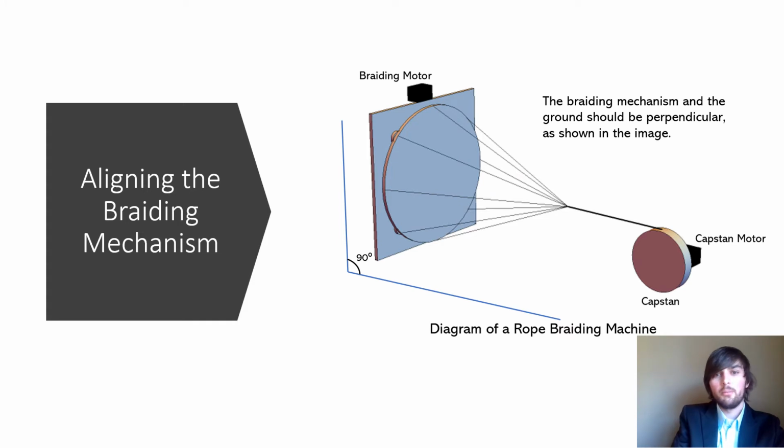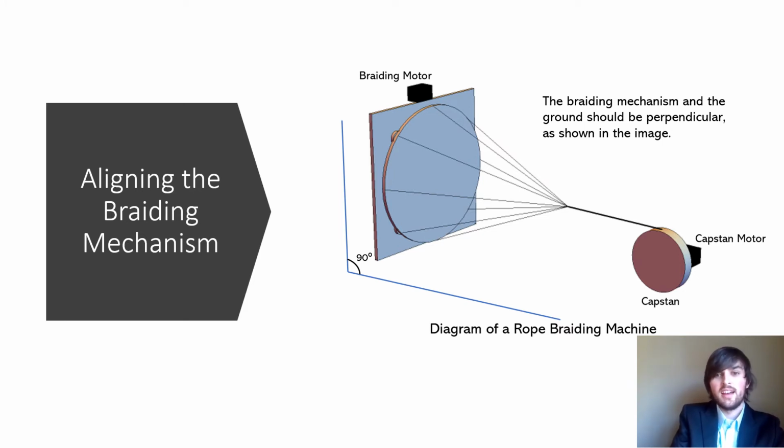So to align the braiding mechanism, we had to correct the offset angle in the base of the mechanism. What happened at PC was that when two of the metal parts on the base of the braiding mechanism were welded together, it created a slight offset angle so that the back of the machine was not perpendicular to the ground.